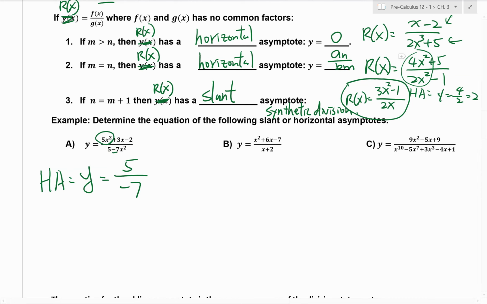Part B, this is the case when the degree is 1 bigger on the top, right? That's x squared, that's just x. So in this case, we would have a slant asymptote. And like I said, to find a slant asymptote, all you need to do is synthetic division.